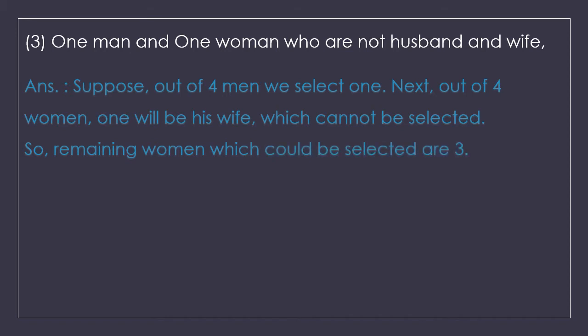So when we select one man out of the four men, we only have the option of selecting one woman out of the three women. Why? Because the fourth woman is the wife of the man which we selected. So our options are out of four men selecting one man, and out of three women selecting one woman. So the combination will be 4C1 into 3C1, that is 4 into 3, 12. The probability will be m upon n, that is 12 upon 28, which is equal to 3 upon 7, when simplified.